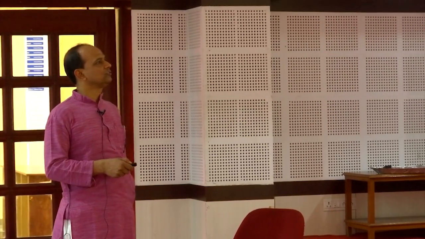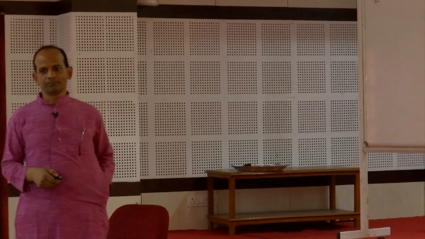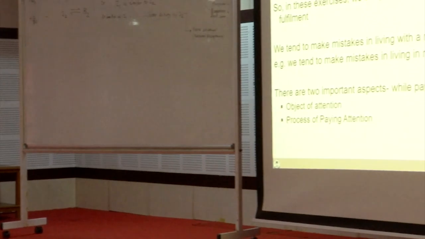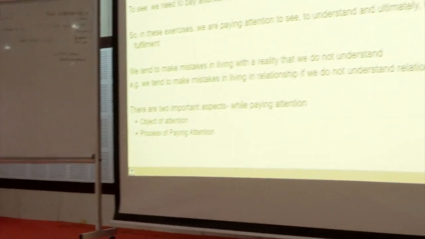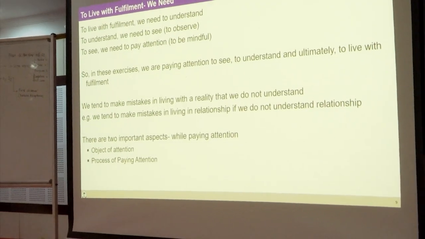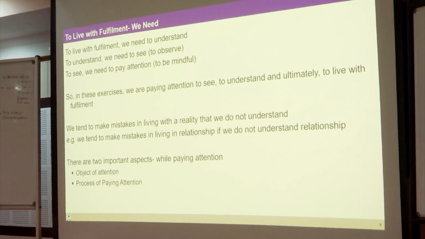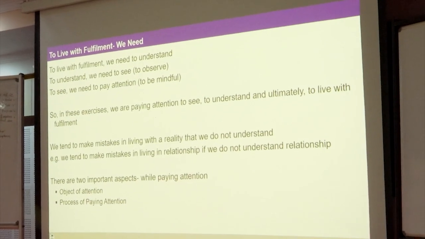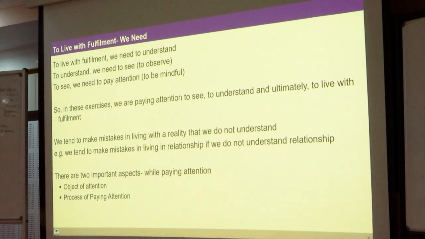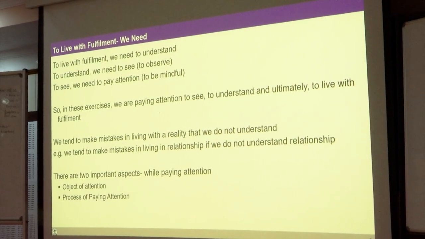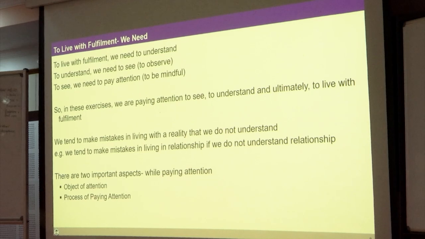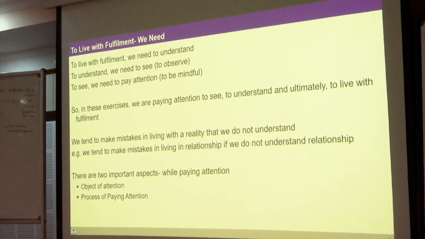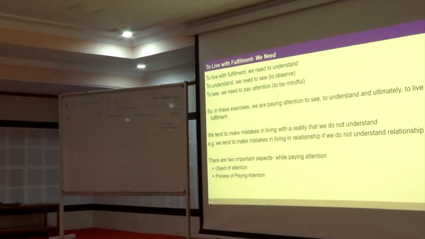To live with fulfillment, we need to understand, we need to see, that is to observe, and to see we need to pay attention, to be mindful. So to understand I have to see, and seeing has a particular meaning, that's why another word observe has been used here. I have to observe, I have to be mindful, I have to be attentive, so I have to pay attention. Now where am I paying attention? There is one thing called seer, which is me, and the sight, something which I am seeing. Now what I am seeing, where is my attention?